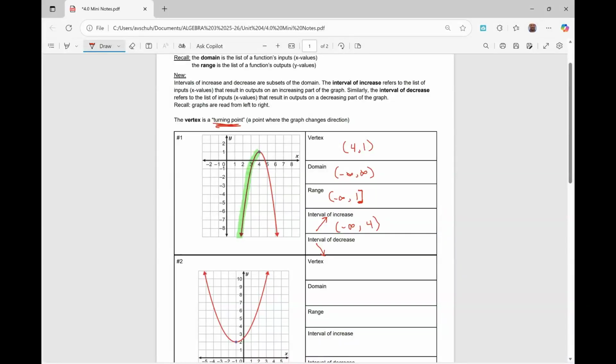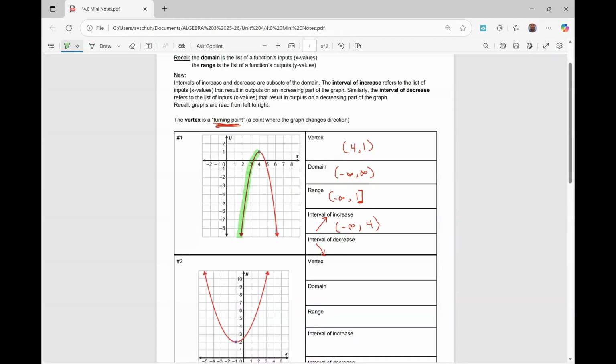What that means is that once it gets to 4, it's neither going up nor going down. It's just even at that point. So until I get to 4, I'm going to be increasing. Once I get to 4, I'm not going up or down, and then past 4, I'm going to be decreasing, or going down. I can see that here as I move to the right. Once I get to that vertex point, I have to go down to get to my next point. I move over to the right again, I have to move down to get to that next point.